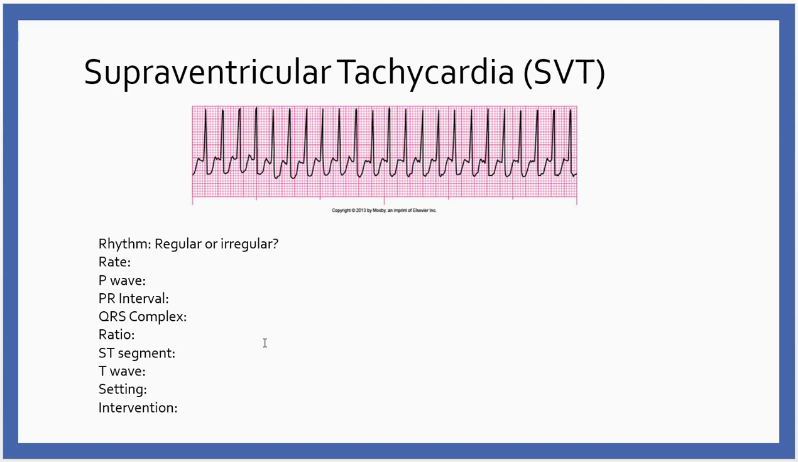So remember on SVT, the ACLS algorithm: if the patient is stable, the first thing you're going to do is have them do a vagal maneuver. You're going to ask them to cough, or blow out against something, a syringe or a straw or whatever, or bear down. We're going to try vagal maneuvers. If that doesn't work, then we're going to give adenosine. And remember, this is the weird med in that it's called a chemical cardioverter.